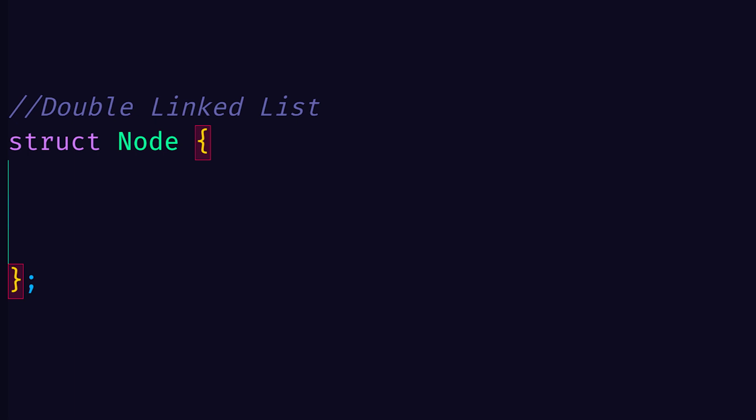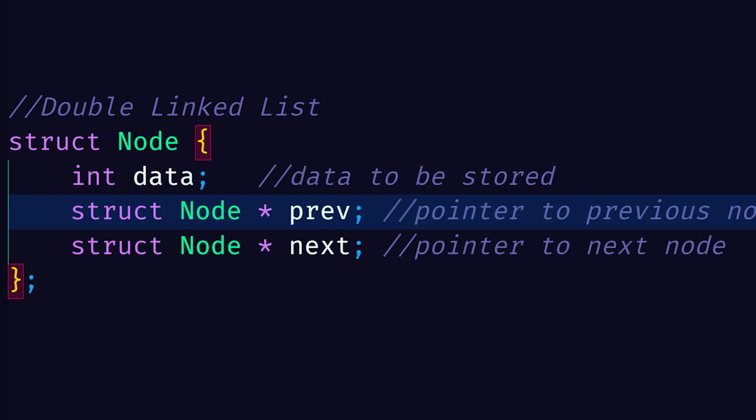Similar to the singly linked list, we have a structure called node with members data and next pointer. But in a doubly linked list, we have an extra pointer called previous, which should point to the previous node.